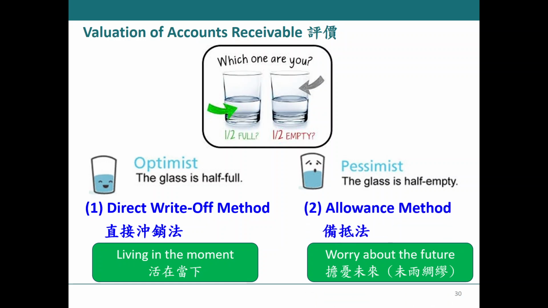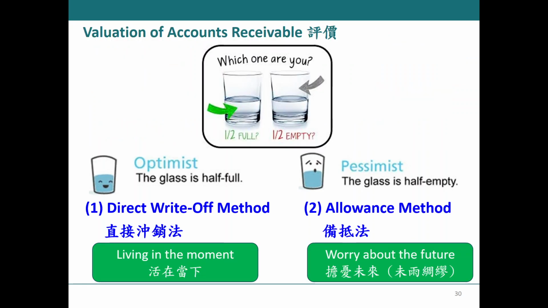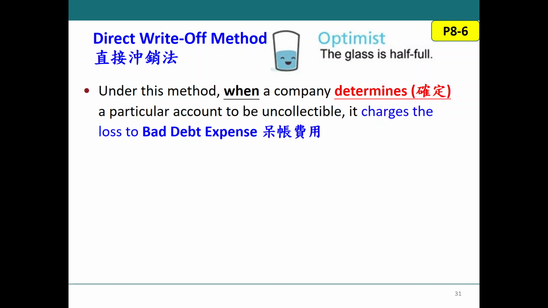Okay? So the direct write-off method means what? Has the risk happened yet? Not yet. So why do we worry about it? Don't think about it. Okay? So with the direct write-off method, when are you going to worry about it? When it happens. Okay? So on your slide, page 31, the direct write-off method, we are optimistic, 乐观的. So we don't worry about the risk until it happens, and we record the risk when it happens.